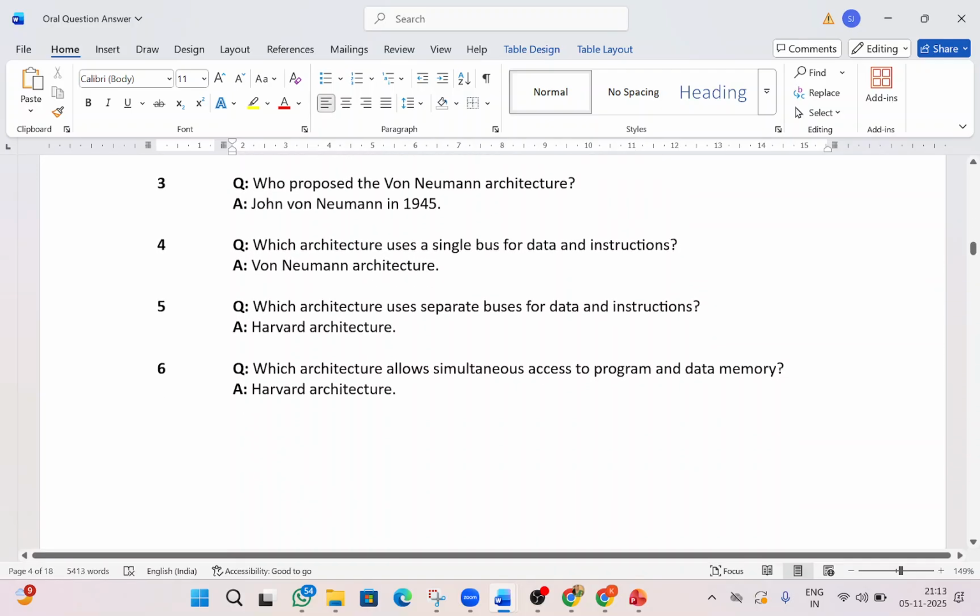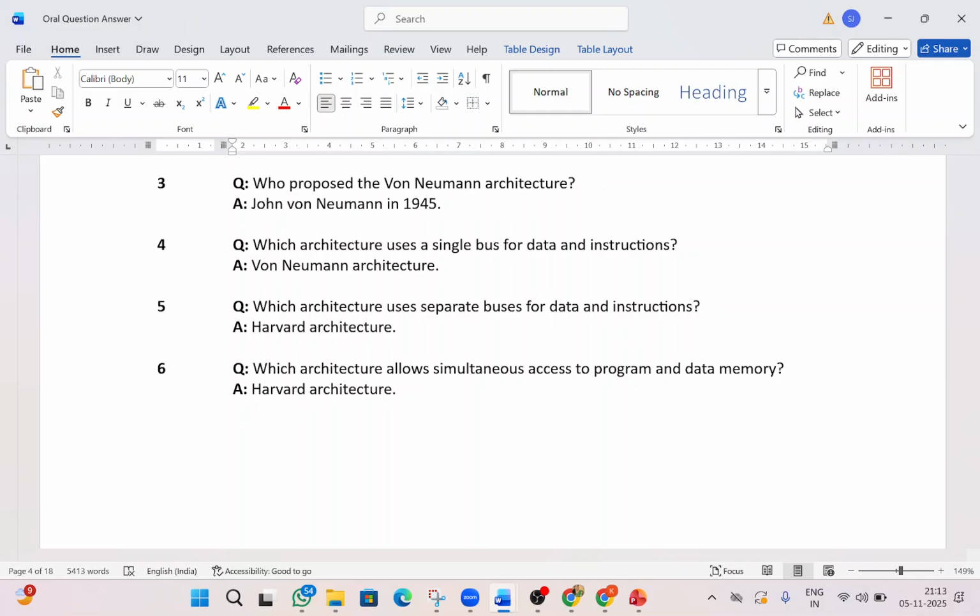Okay. Question number 5. Which architecture uses separate bus for data and instruction? Harvard architecture. For the Harvard architecture, we are using separate memory for the data and separate memory for the instruction.